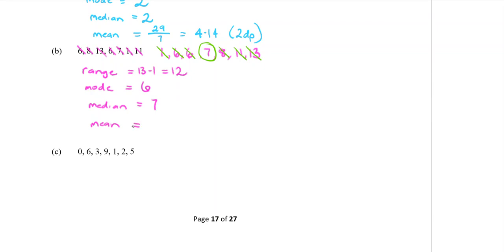The mean is add up all the scores. So in your calculator, 1 plus 6 plus 6 plus 7 plus 8 plus 11 plus 13. Add them all up. What do you get? 52, good. And you divide that by how many scores there are. There's 1, 2, 3, 4, 5, 6, 7. 52 divided by 7. You could find that as a decimal. It is 7.43 to 2 decimal places.